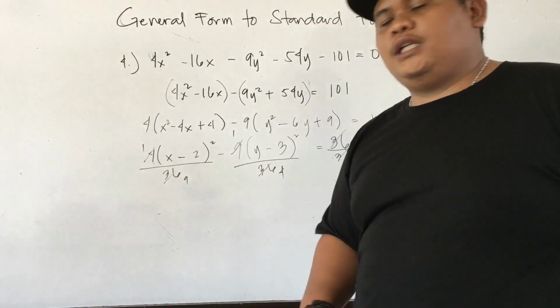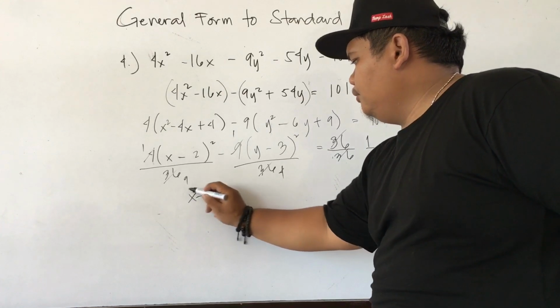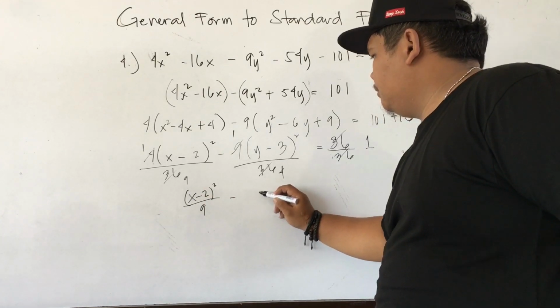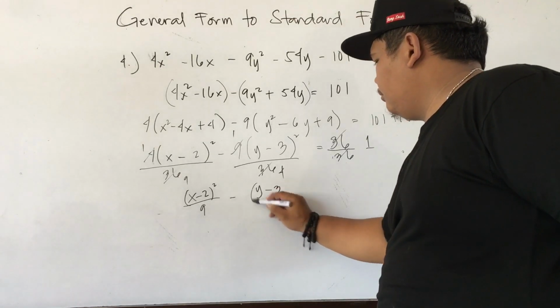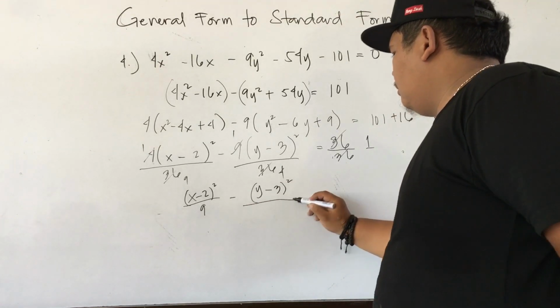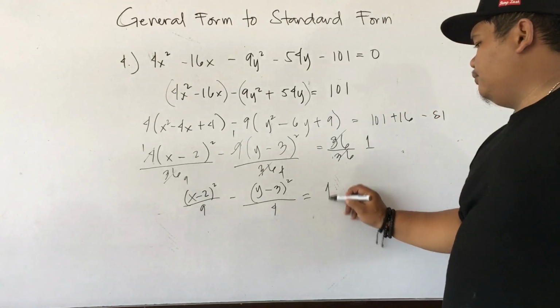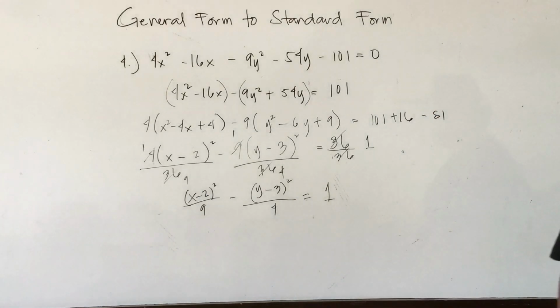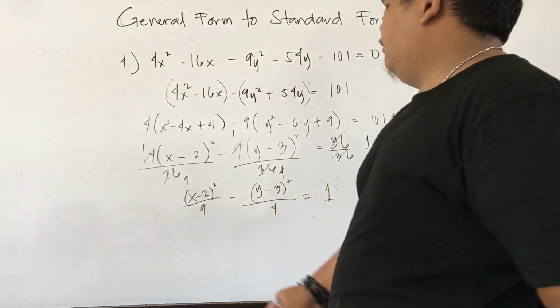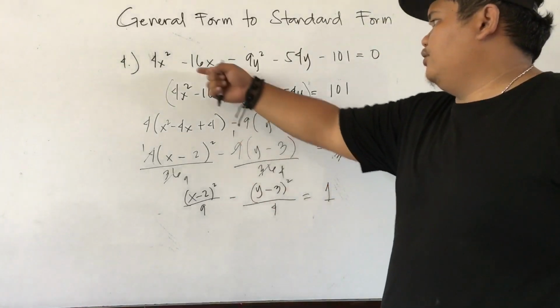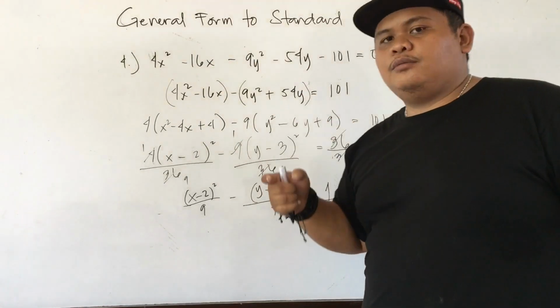Writing the final equation of this conic section, we have x minus 2 quantity squared over 9 minus y minus 3 quantity squared over 4 equals 1. Okay, so this is our standard form of equation from this general form.